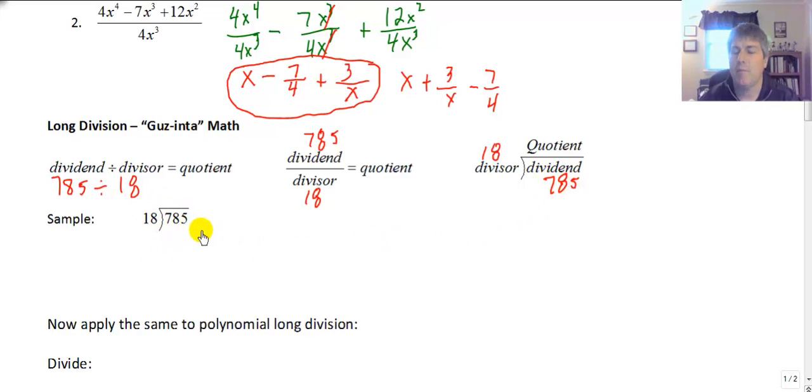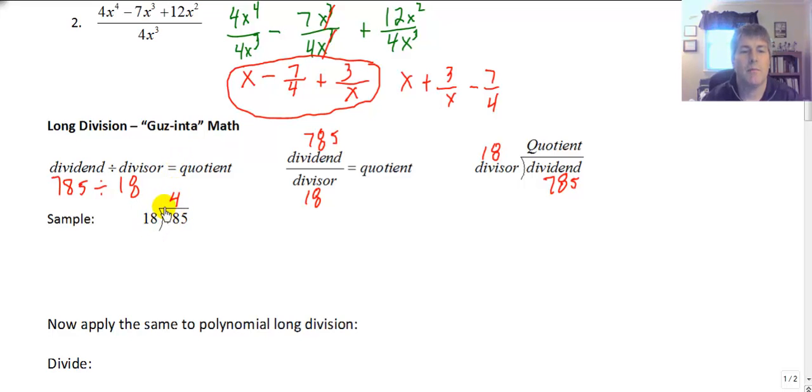So let's do an example of long division. And this is the gazinta math part. I'm going to start with long division. I have to ask myself, how many times does 18 go into 78? So 18 goes into 78. That's a really good question. It goes in 4 times. So 18 goes into 78. There's the goes into math, 4 times.